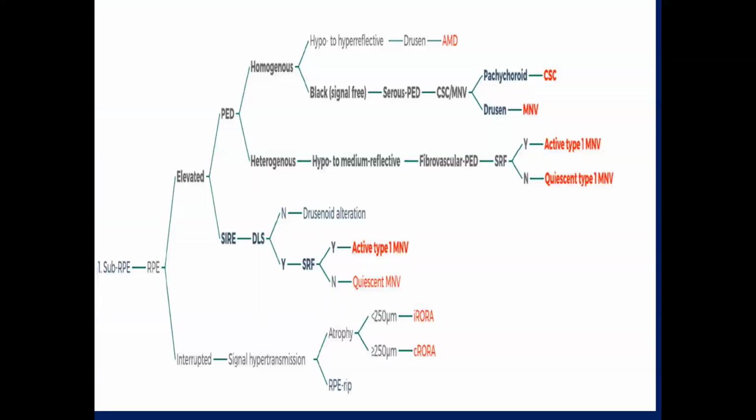What happens if the sub-RPE or retinal pigment epithelium has a change? If it is elevated, either it is a pigment epithelial detachment or a shallow irregular retinal pigment epithelium elevation. If it is elevated, homogeneous, or it can be black, that means serous fluid. If it is a bit hyperreflective, it might be drusenoid. Heterogeneous can be a kind of fibrovascular detachment. So the RPE can be interrupted. This can be a sign of retinal pigment epithelial rip or atrophy.